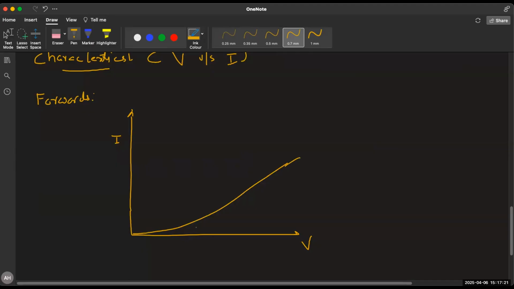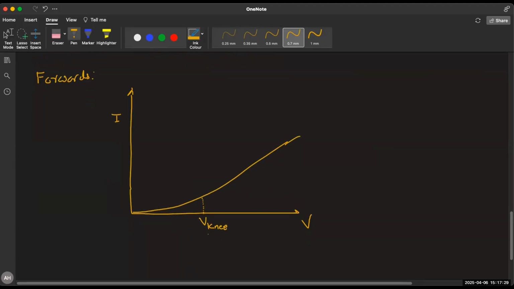This is the type of graph. You can see up to here, which is known as knee voltage. Knee voltage is 0.7 volt for silicon, if your diode is made up of silicon, and 0.3 volt for germanium. Although in numericals this number is given. Up to here, your graph is a curve.